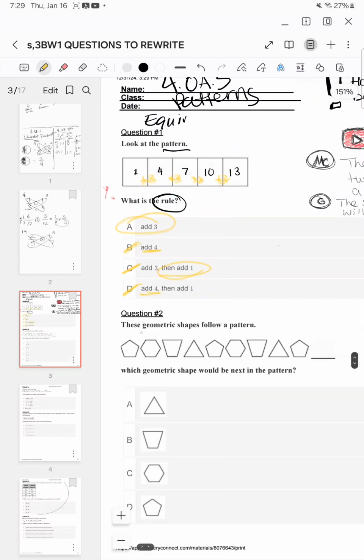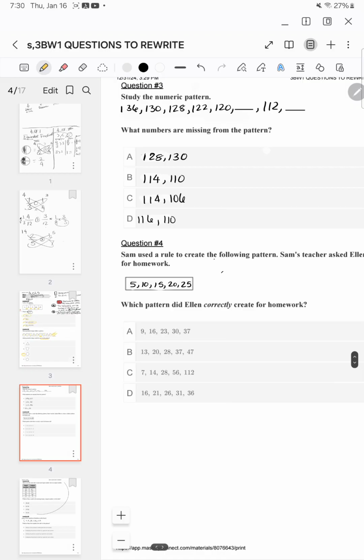Now here, they said, these geometric shapes follow a pattern. Which geometric shape would be next in the pattern? So if I see, I got a pentagon which has 5 sides, hexagon has 6, and then this is 4, 3, 5, 6, 4, 3, 5. And so what shape will be next? If you look at the pattern, a hexagon always came next, right? So that means I should have the hexagon. Yeah, it looks like a pentagon. Oop. Okay. Well, we already know it's the hexagon that would be next.